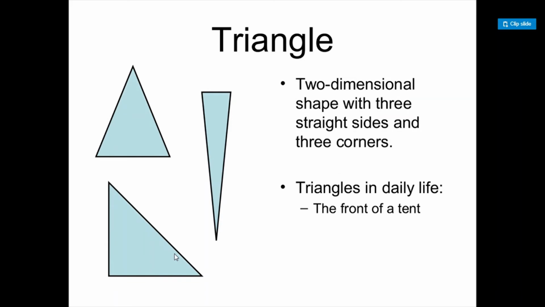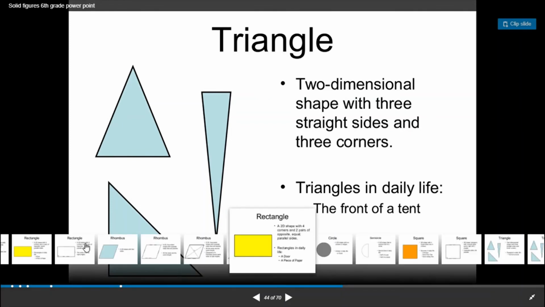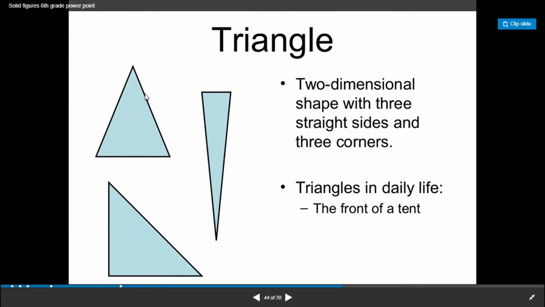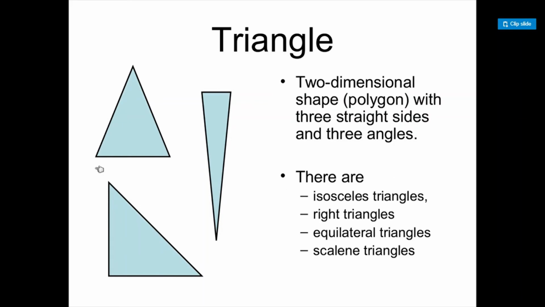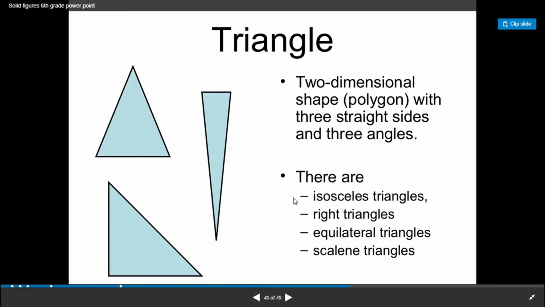A triangle is a 2-dimensional shape with 3 straight sides and 3 corners. So 3 straight sides and also forms 3 corners. A triangle in daily life is the front of a tent. If we look at a tent, the front face of that one is a triangle. So there are different types of triangle. Number 1 is an isosceles triangle. Number 2 is a right triangle. Number 3 is an equilateral triangle. And the last one is scalene triangle.